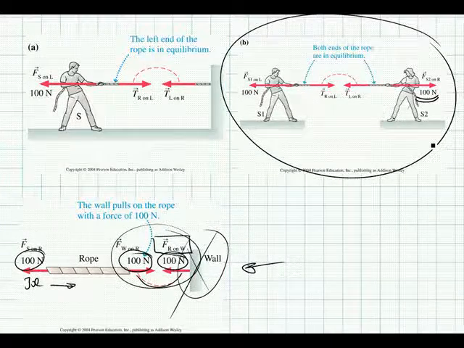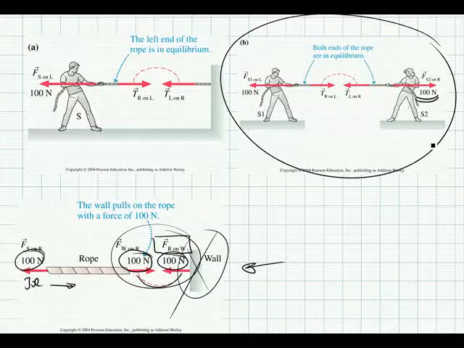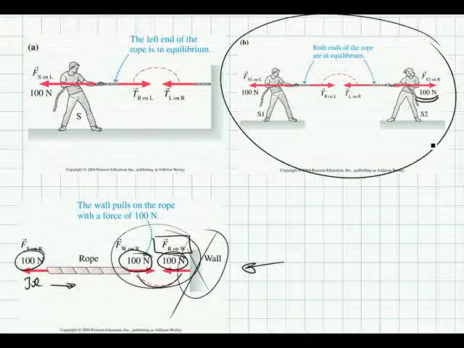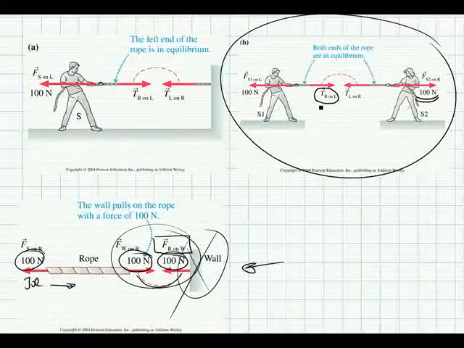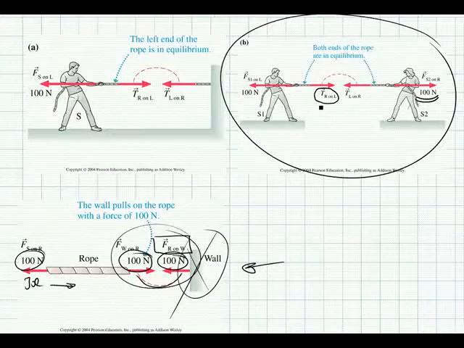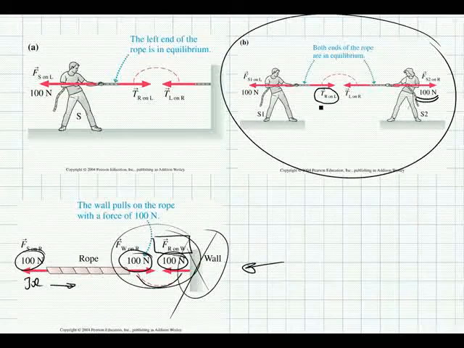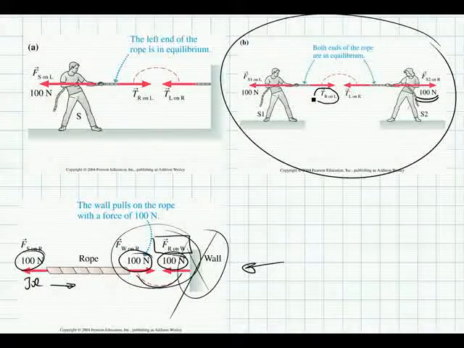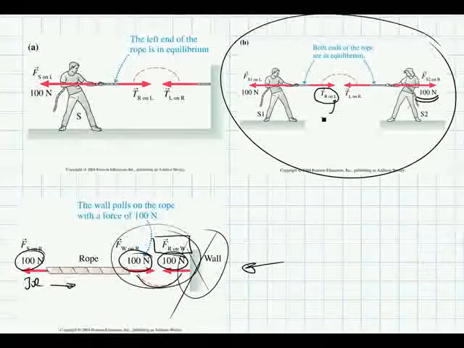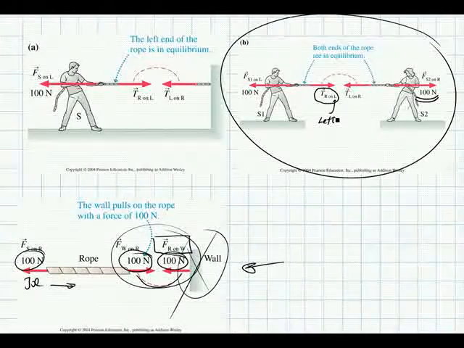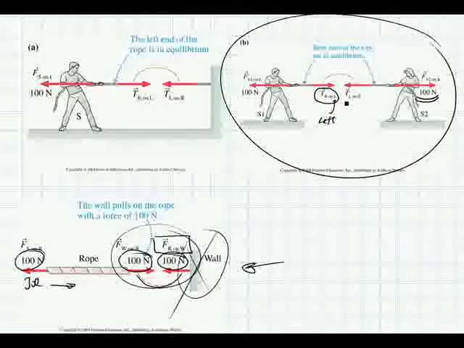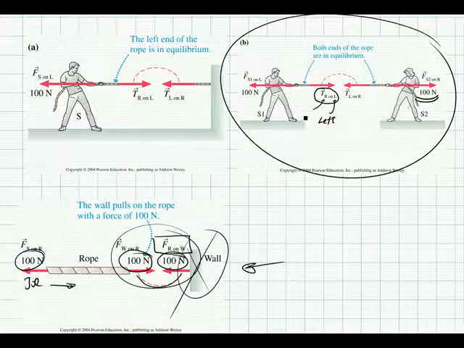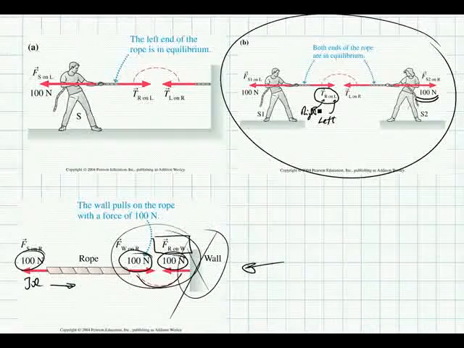If you take the wall away, or if you take Jill away, of course what happens? Joe flies off to the left. We no longer have equilibrium. But in an equilibrium scenario, since we determined the tension in the rope is 100 newtons, the tension on the rope, where the L refers to the left end of the rope, is... I'm sorry, the R refers to right and L refers to left.